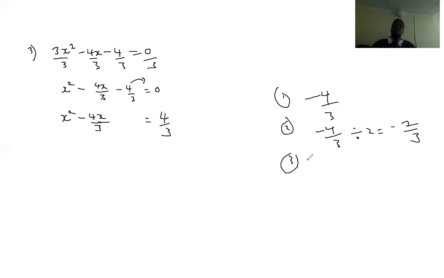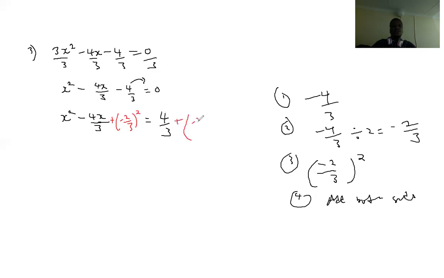Then number 3, square the solution. Step number 4, add it to both sides. We're going to add it to both sides. So I come here, let me change the color to show that this one is coming from somewhere. So it's a plus here, negative 2/3 squared, plus here, negative 2/3 squared. If we do that, let me go back to the original color.